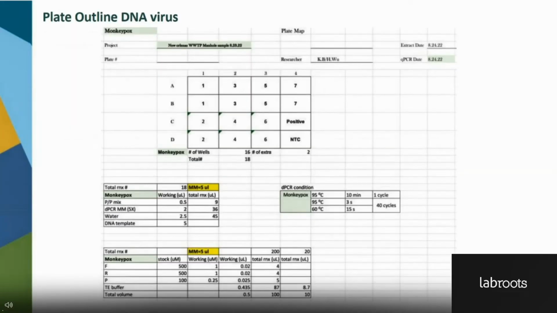Here's another plate outline to detect monkeypox virus as an example of the double-stranded DNA virus. Since monkeypox is a DNA virus, we use the dPCR master mix that is 5 times concentrated. And the other steps are similar to the previous plate outline. We use the same working concentration for the primers and the probe, and we prepare the PP mix in the same volume. These procedures are to ensure that the results are reproducible and reliable.